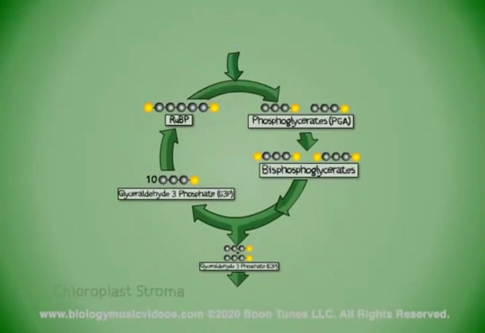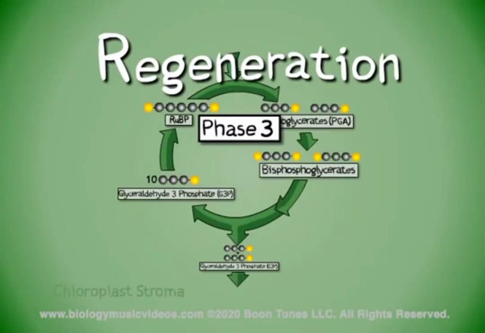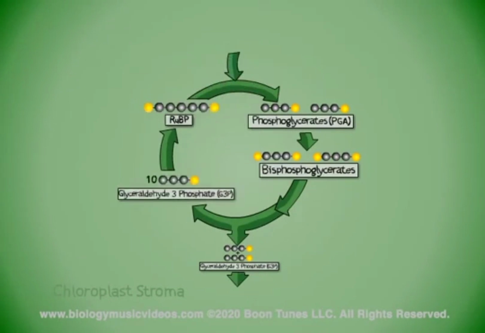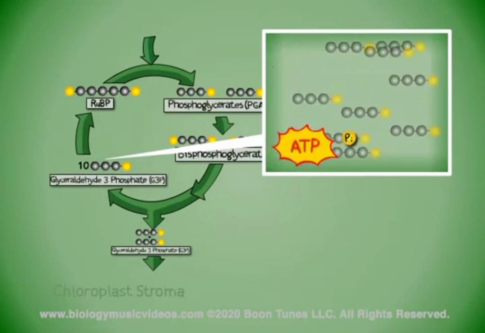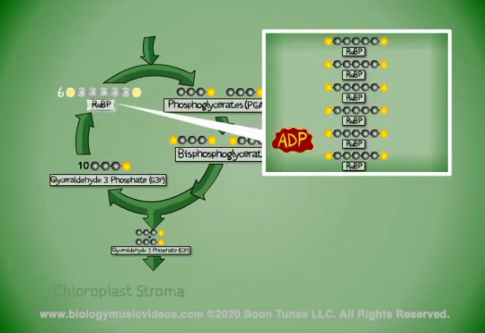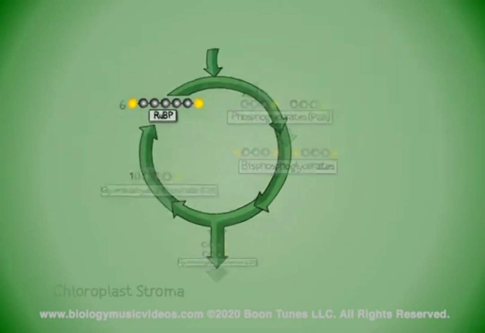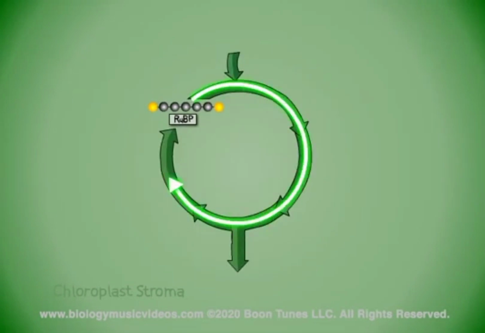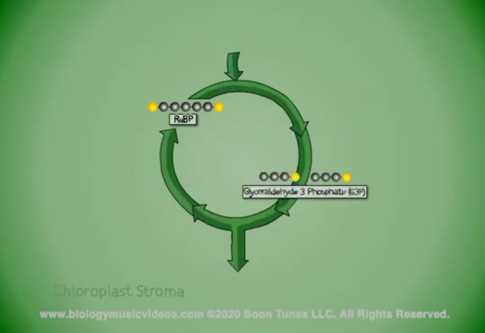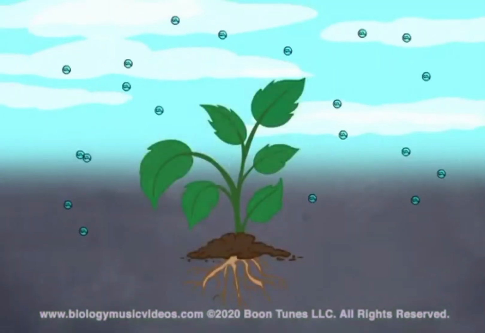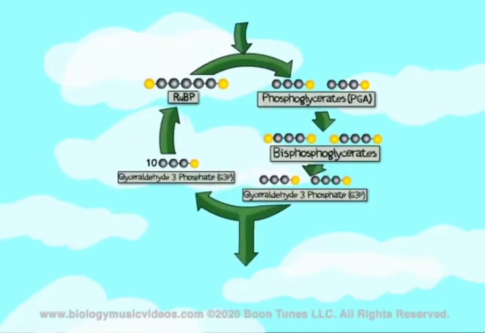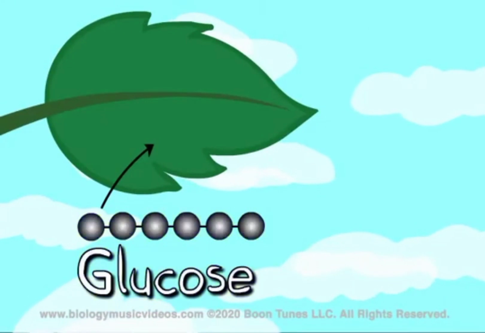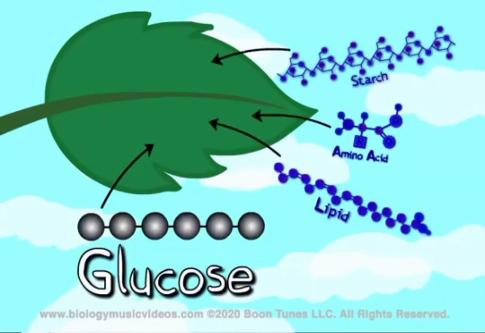Rubisco fixed. Now let's take a look at phase 3, the regeneration of RuBP. 10 molecules of G3P are recycled enzymatically. They're rearranged and phosphorylated, and RuBP is regenerated. We're back to where we started from, and the cycle's ready for another run. More G3P will be synthesized when the plant takes in carbon dioxide. Photosynthesis, parts 1 and 2, help make G3P. And when they do, plants can make glucose, their major fuel, and other organic molecules.